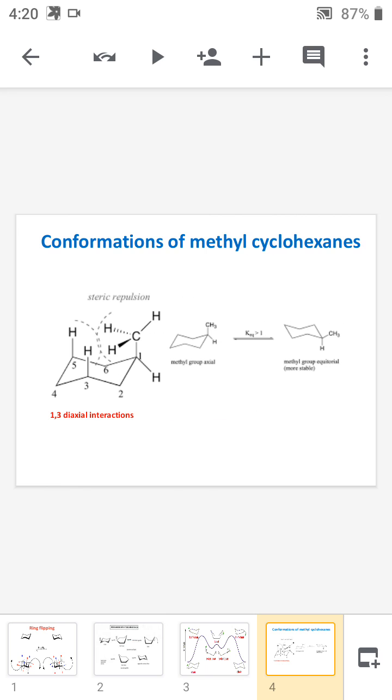So both the questions we have discussed today are very important. First is the second part of the cyclohexane, the potential energy level diagram and ring flipping, and the methylcyclohexane is also very important. Hope you understand the concept.